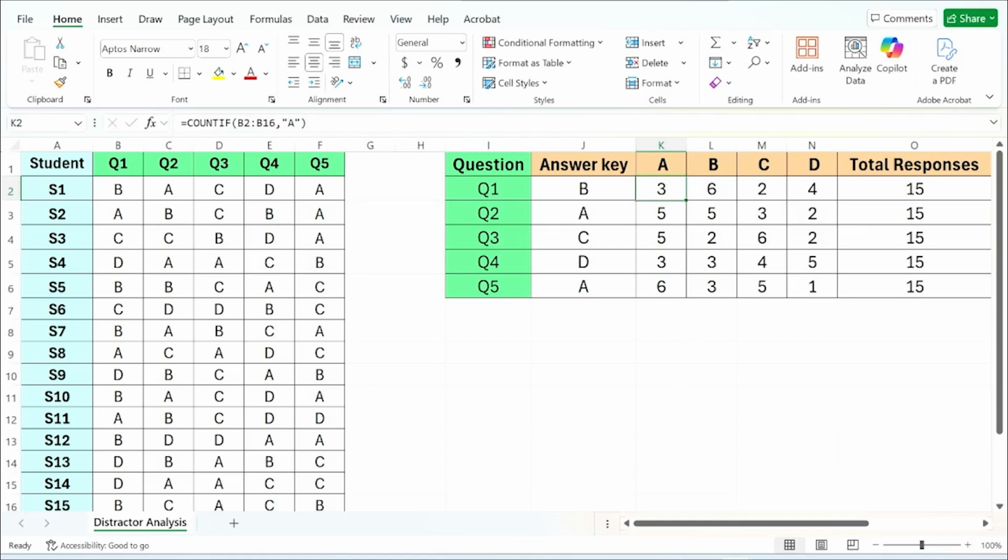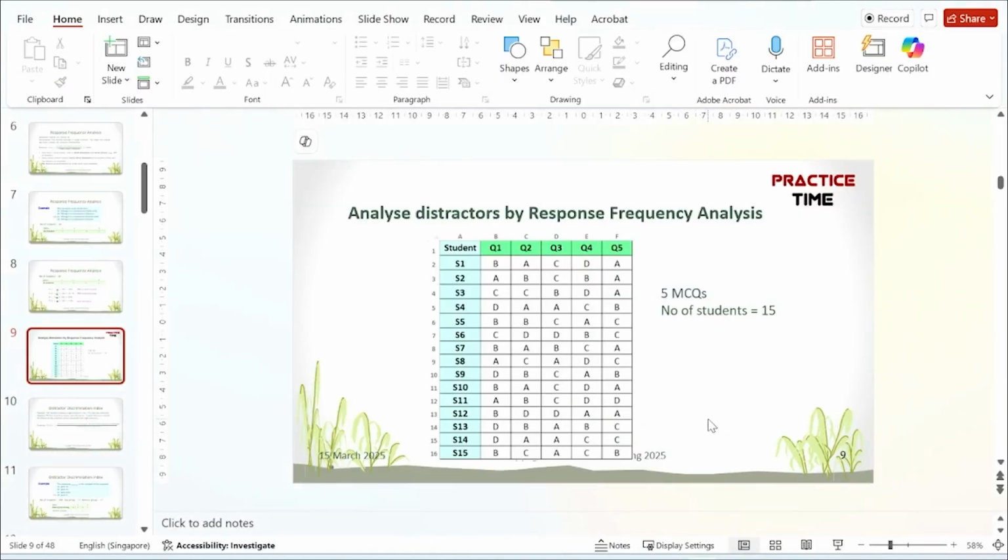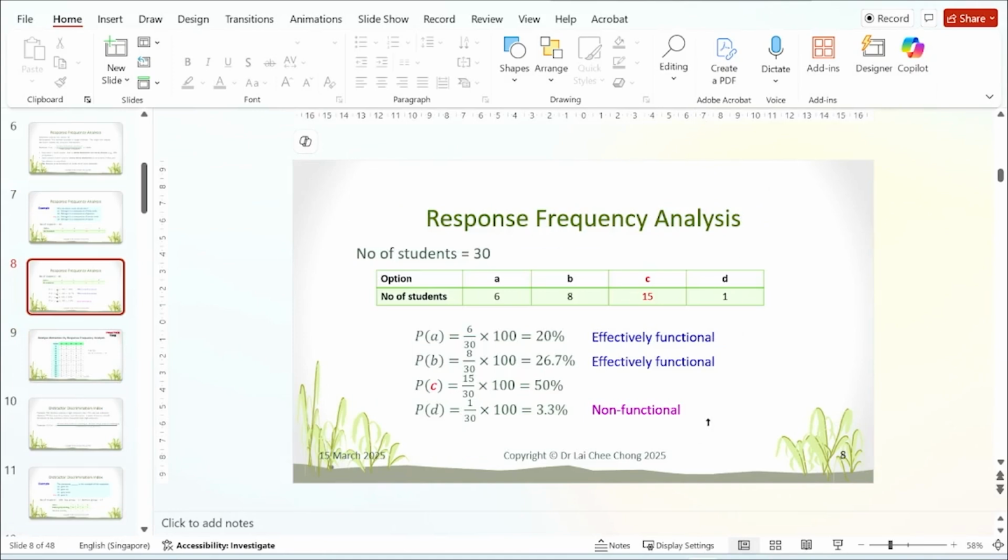How do you find the P of my DI? The first one is my option A, right? My answer A is what? It's 3 out of 15 times 100%. You follow me? So that will be the answer that you have. That's how you do it. And you do it for each one of the distractors there. Follow me?